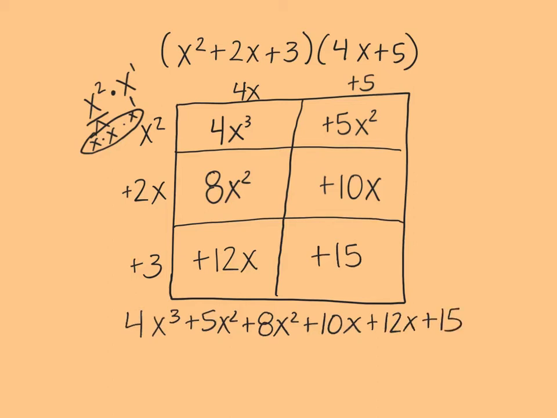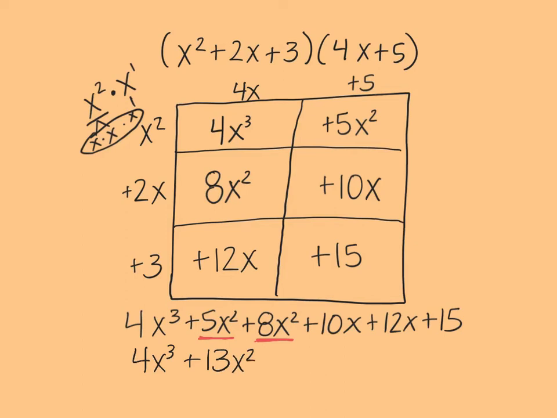All right, let's see what we can combine. So we have an x to the power of 3. No others have x to the power of 3, so this one I will not combine with anything. Here we have an x squared, and we have another x squared, so we can combine those. We have 5x squareds and 8x squareds for a total of 13x squareds. If I had my algebra tiles, I would have 13 of those x squared boxes.